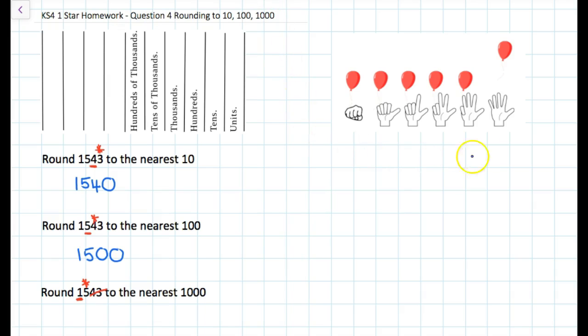So when we get to our 5th finger, we can see the balloon is going up into the sky, which means the number is going to go up as well. So instead of this being a 1, it's going to change now to the next number up, which is a 2. The 5 is replaced with a 0, and so are the 4 and the 3. So 1543 to the nearest 1000 is 2000.